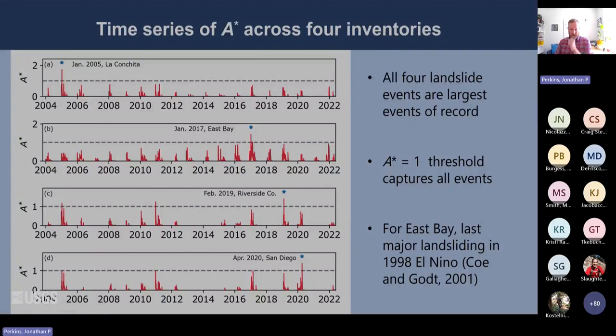Okay, so we don't have records of landslides for all of these places going back all these years. But what we do know, at least in the case of the East Bay event, is that this type of regional landsliding, where you're getting thousands of landslides, hadn't been seen in the East Bay Hills since 1998. That El Nino year produced a similar response, and those landslides were mapped by Jeff Coe and Jonathan Gott in the early 2000s. So this gives us confidence that this metric can capture these large distributed landslide events.